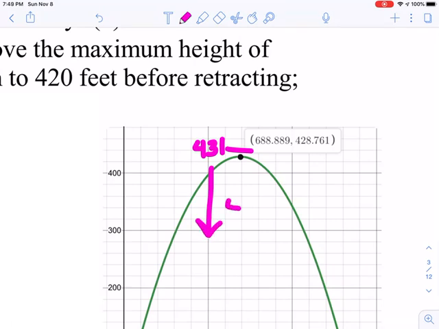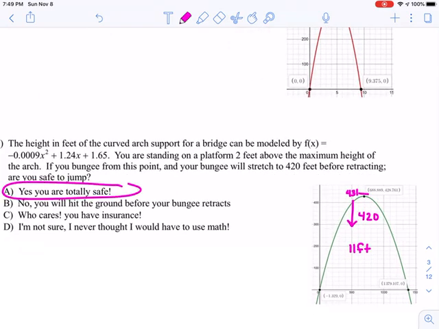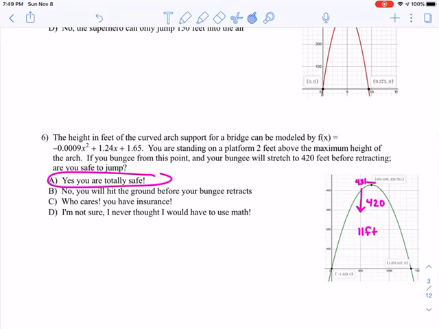Now, if your bungee stretches 420 feet down, will you hit the ground? Well, if you go 420 feet down, you should still end up with 11 feet to go. So yeah, you're safe. I don't know about totally safe. I would be a little freaked out, but I think as far as the math goes, you're safe.